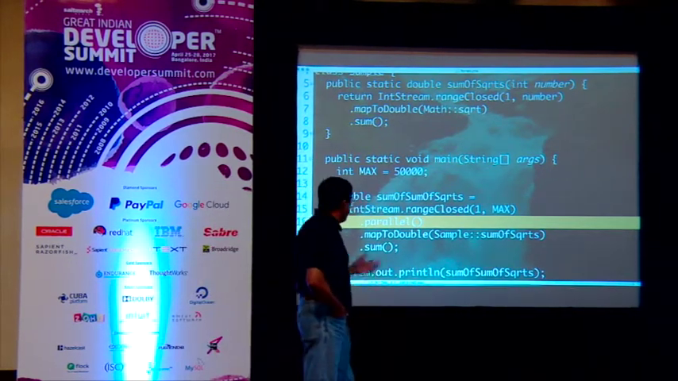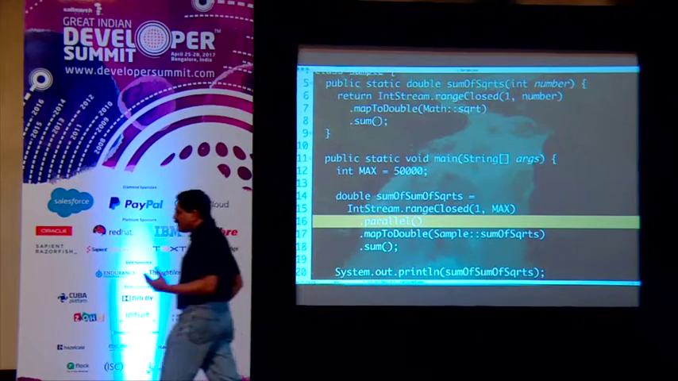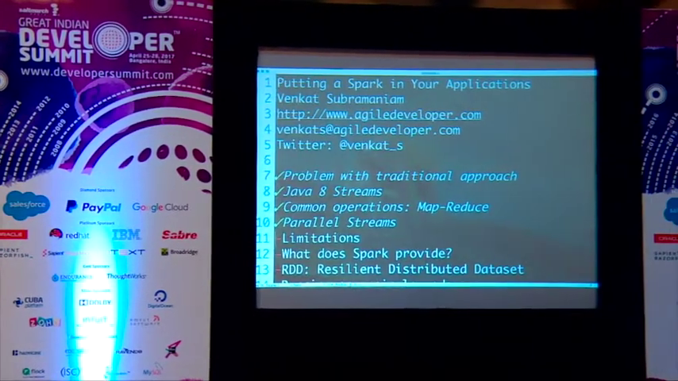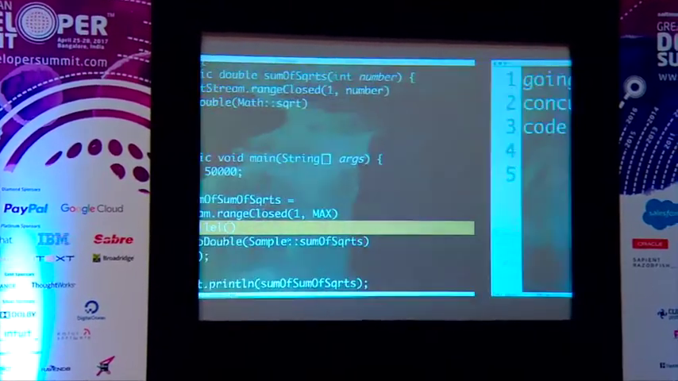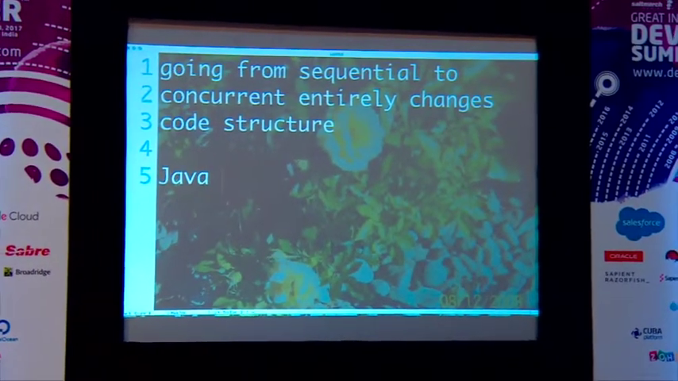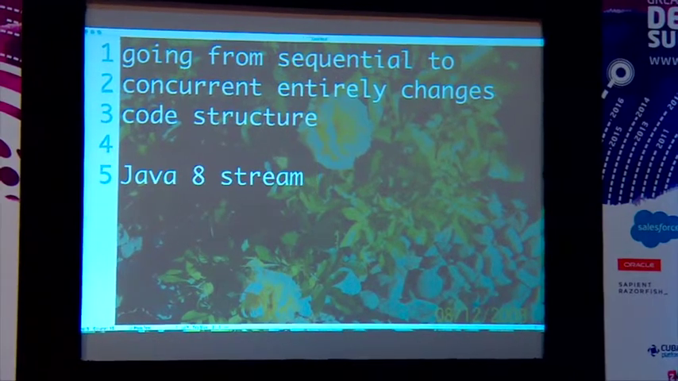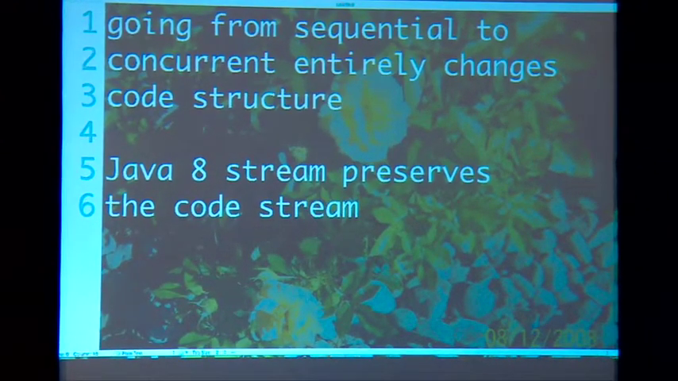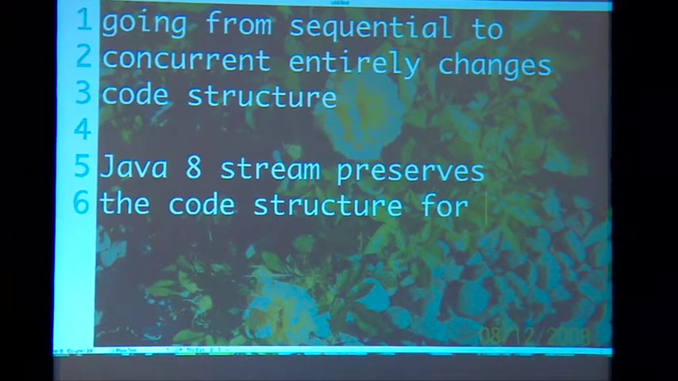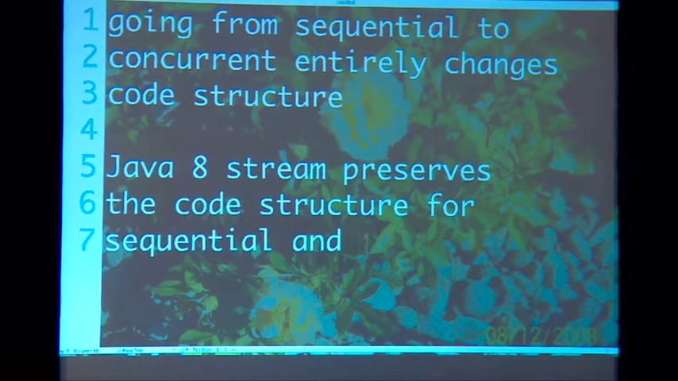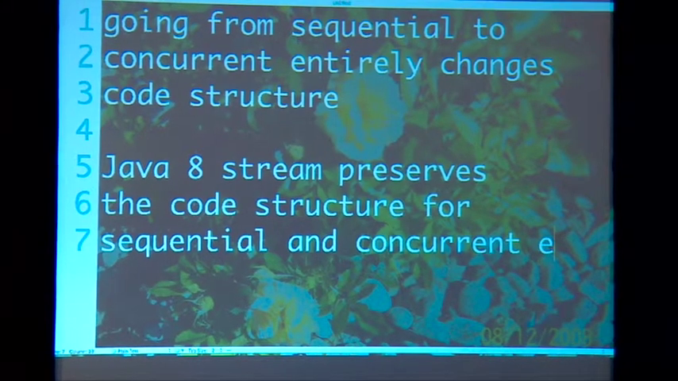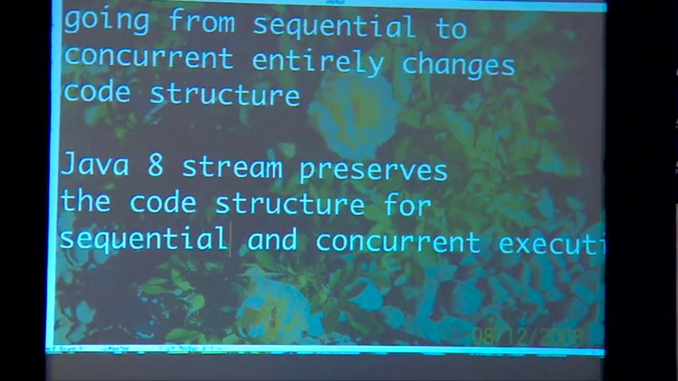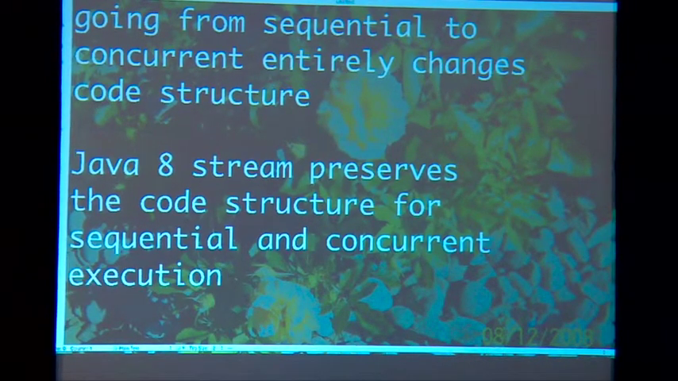So the beauty is, what do Java 8 parallel streams do? That is the first question we need to ask ourselves. So the very first observation here is that Java 8 streams preserve the code structure for sequential and concurrent execution, right? So that is the very first observation we need to take home.